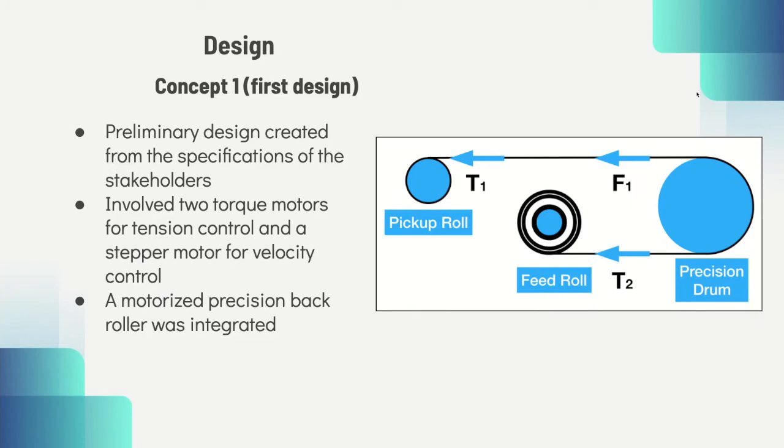We incorporated torque motors onto the feed and pickup rollers and a velocity controllable stepper motor onto the precision drum. The stepper motor would allow for precise web speed control, and torque motors would apply opposing torques to keep the substrate taut as it moved along the dictated path.